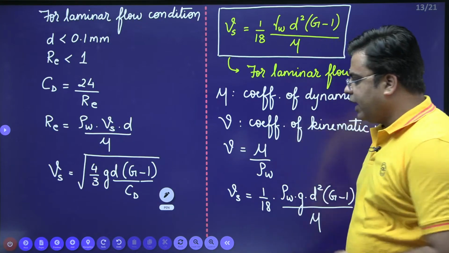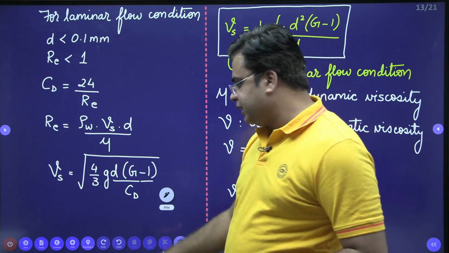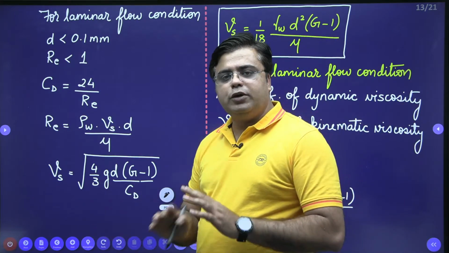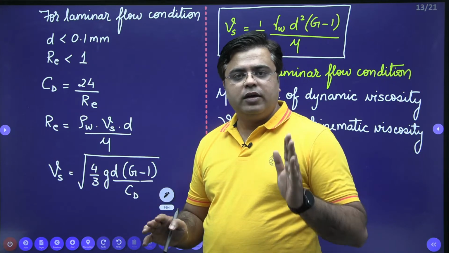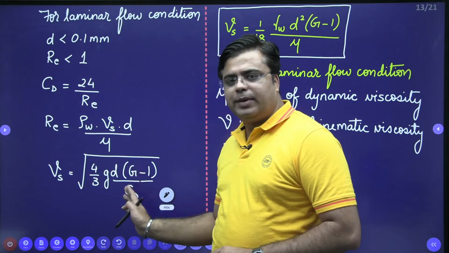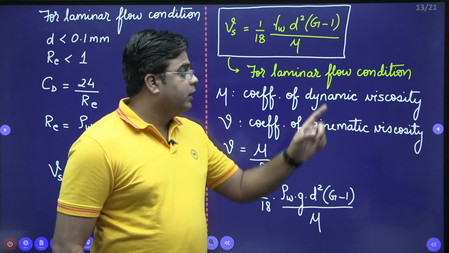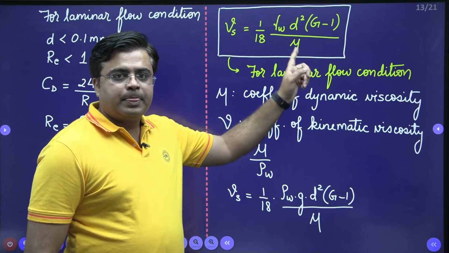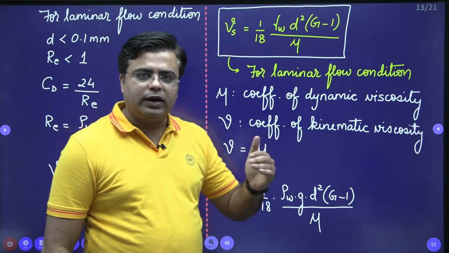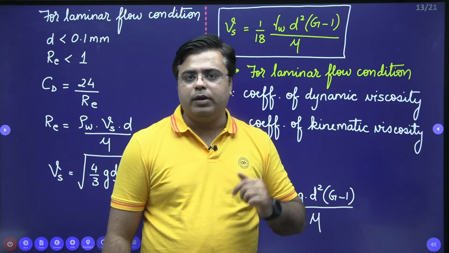So basically you have three expressions for settling velocity. The first expression is the general expression. It can be used for any flow condition. Vs is equal to under root 4 by 3 Gd into G minus 1 by Cd. The second expression is only for laminar flow condition, that is Vs is equal to 1 upon 18 gamma w d square into G minus 1 by mu.